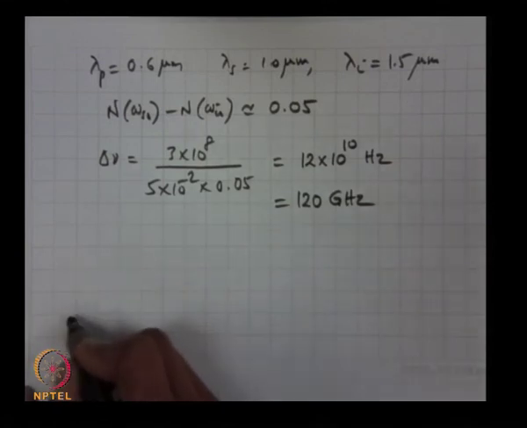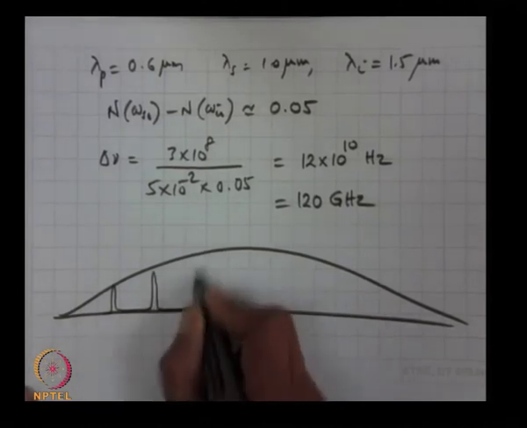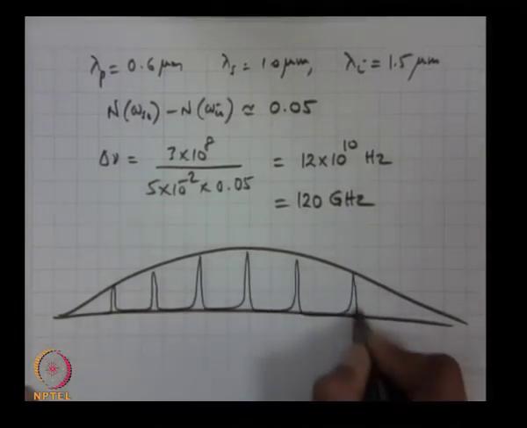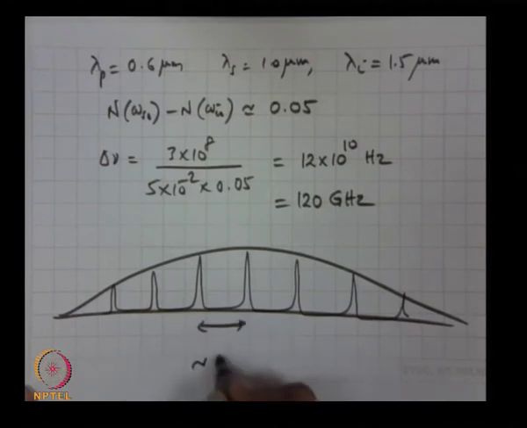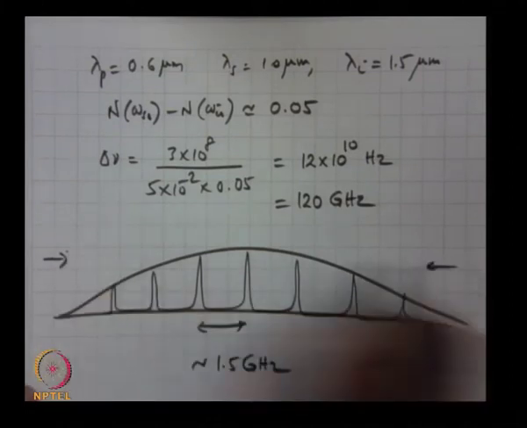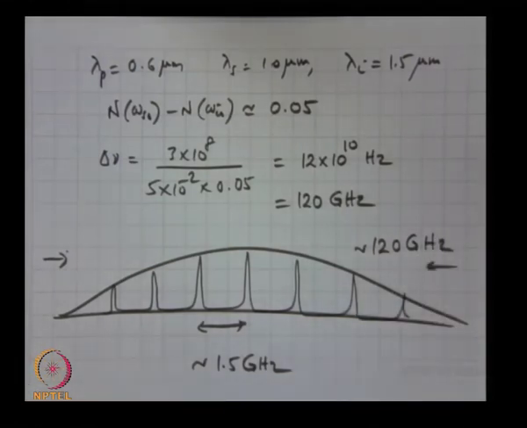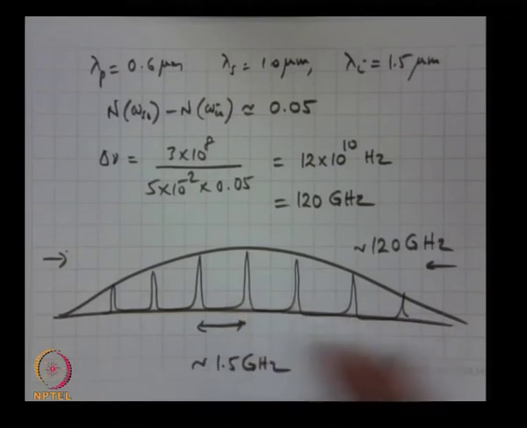So it looks like this. You have the gain provided like this, and you have the modes. So this spacing is about 1.5 gigahertz, and this width is about... so there are a large number of closely aligned frequencies within the entire gain bandwidth. I'm not restricted by the fact that the gain bandwidth is smaller than the mode spacing. The mode spacing is much smaller than the entire gain bandwidth.